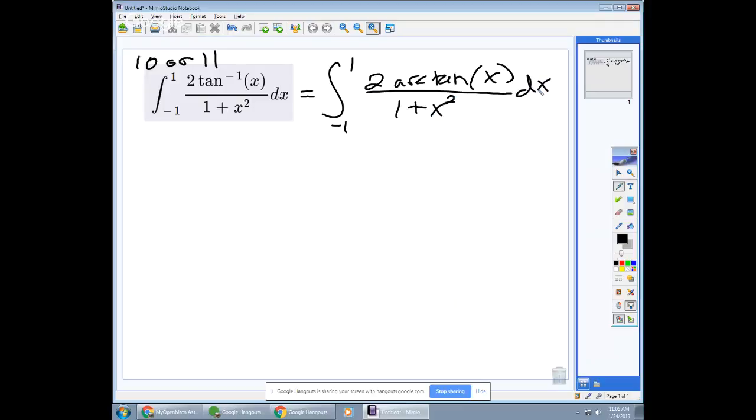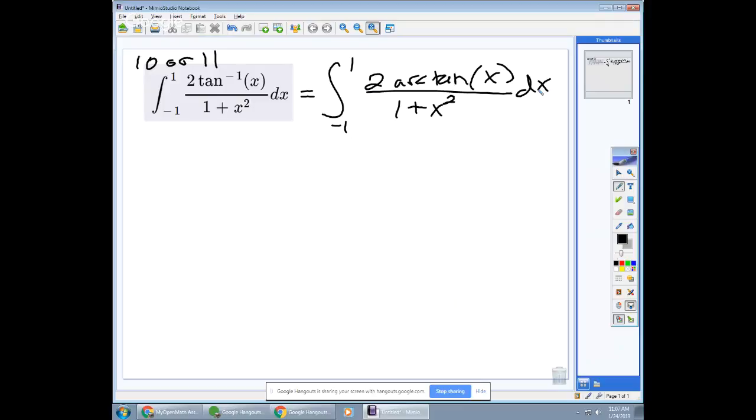The integral from -1 to 1 of twice the arctan of x over 1 plus x squared dx. So there's a hidden bonus in this problem here. What's the derivative of arctan? 1 over 1 plus x squared.